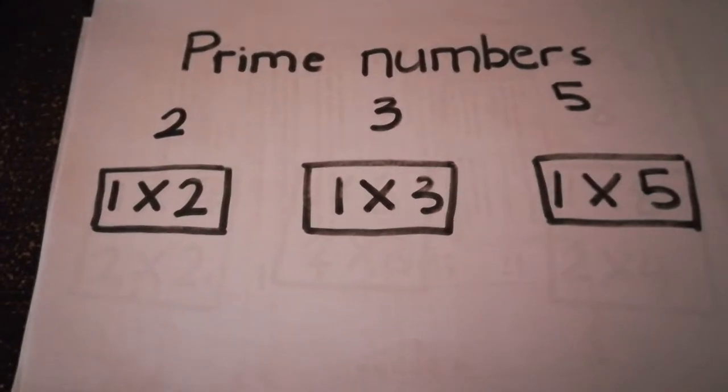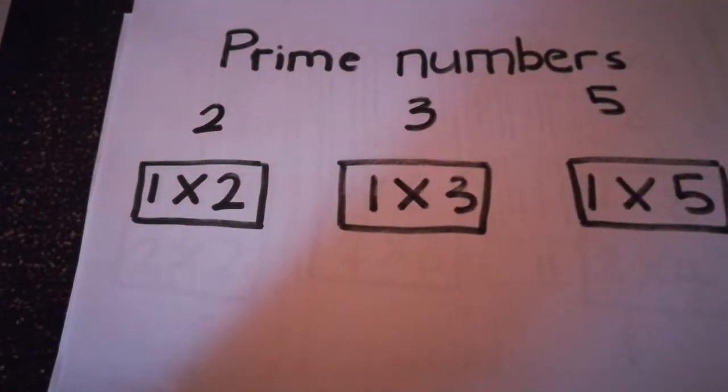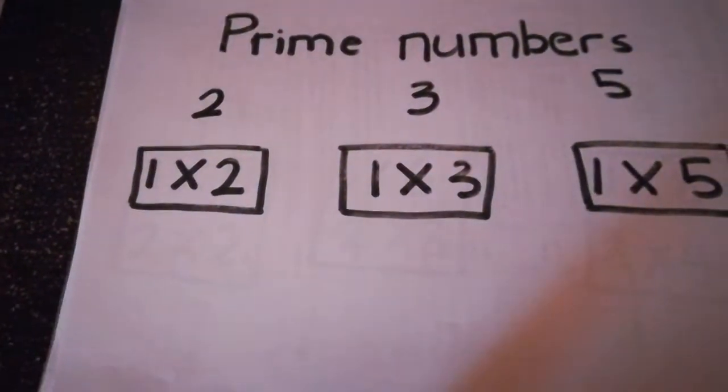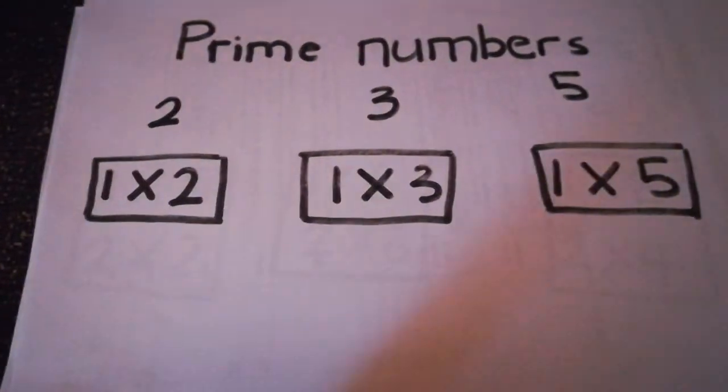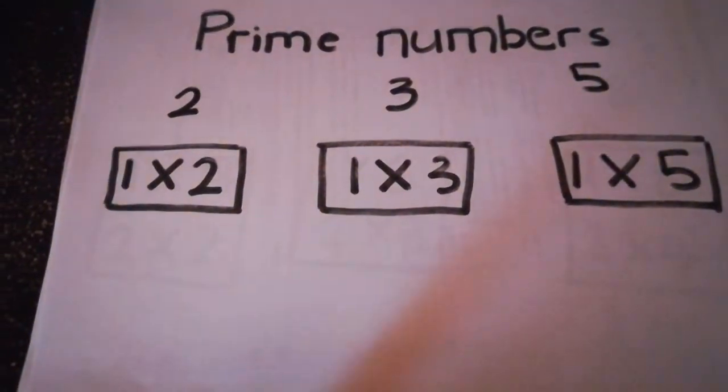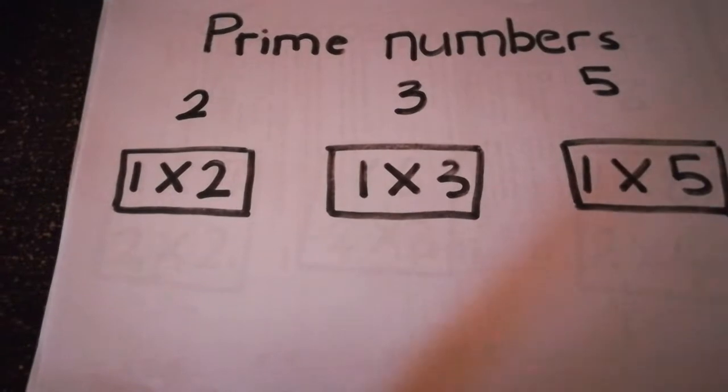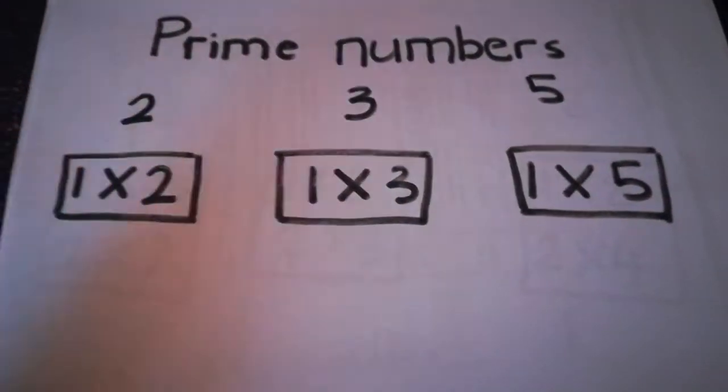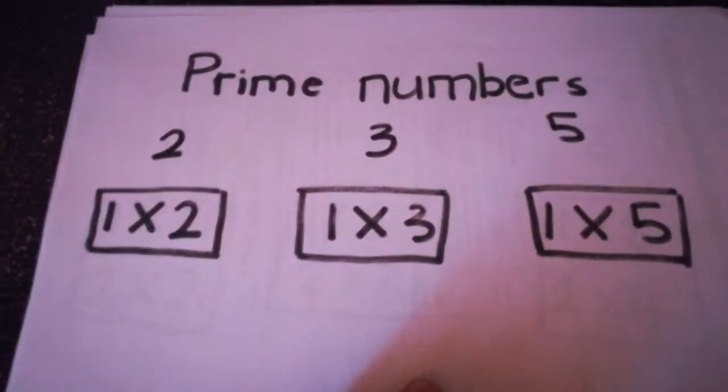The same thing goes for 3. The only numbers that we can multiply by each other to get 3 are 1 and 3. We cannot multiply any other number, right, that is smaller than 3 to get 3. The same thing goes for 5. So these are what prime numbers are.